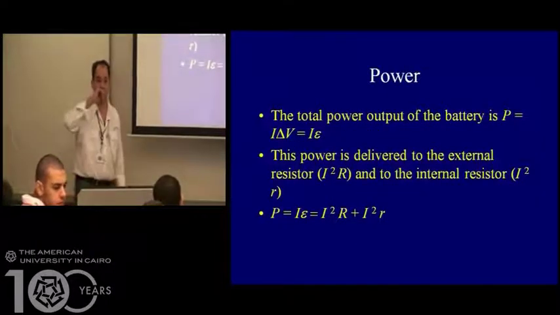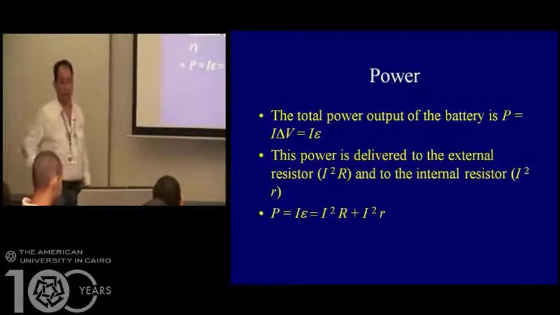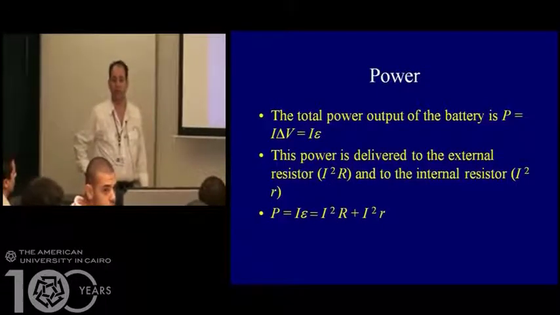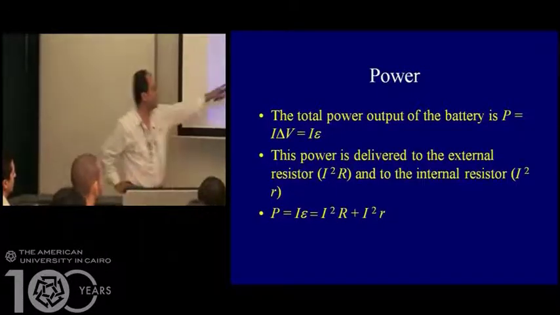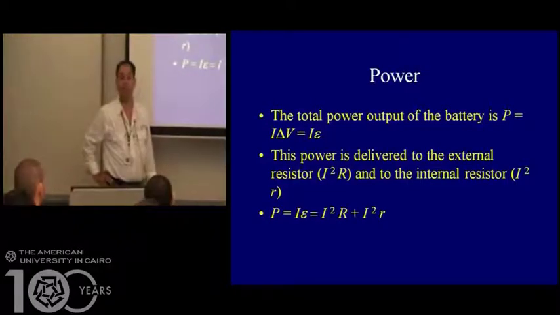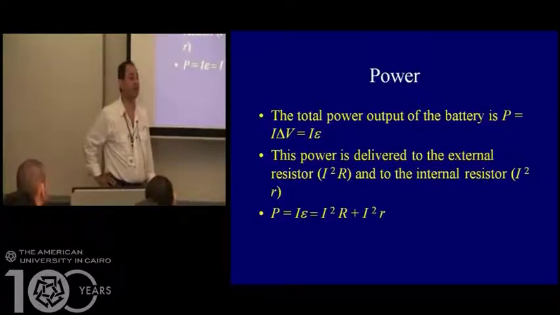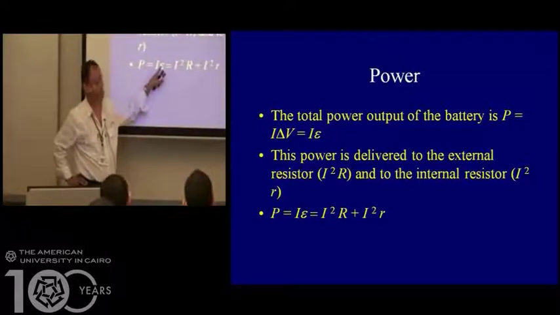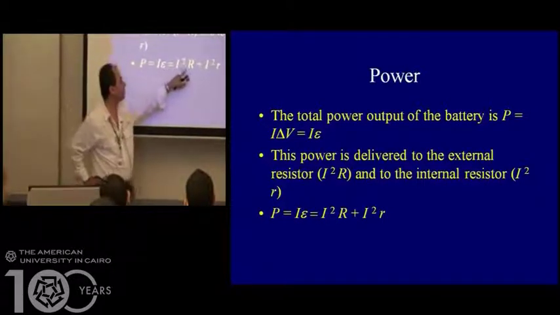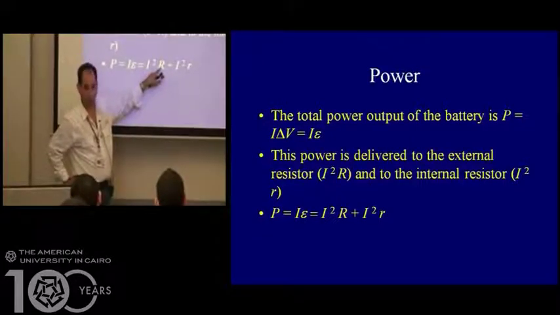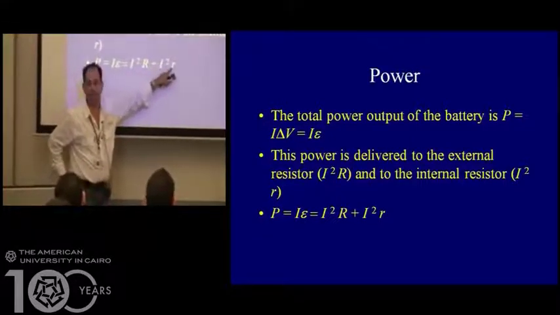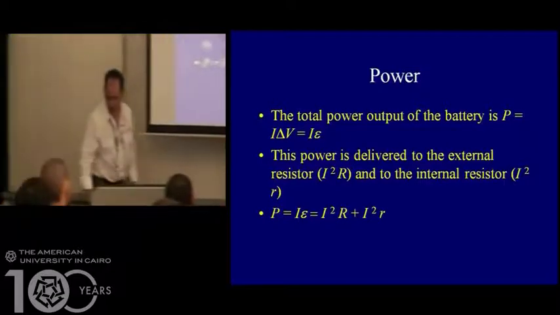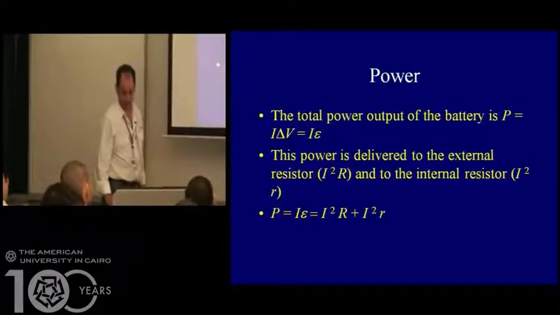Power. Last time we talked about power. Definition of power: power is the current times the potential difference. And the power that comes out from the battery is the current times the electromotive force. So it's I times E, it's I squared times R, which is the load, plus I squared times the internal resistance. This is the power that you can draw from any battery.